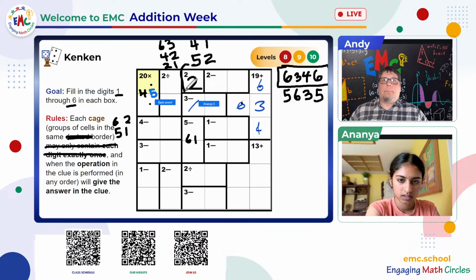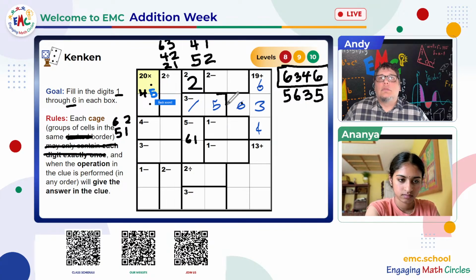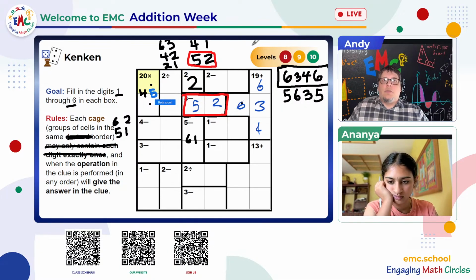We can't have 2 here. We could have 5 there if the 5 is not here and the 4 is there instead. So let's try that possibility. I'll put a red box around that second one. We're going with 5-2. So we're going to test it, because there's only one way to have 5-2, and that's to have the 5 there and then the 2 there.